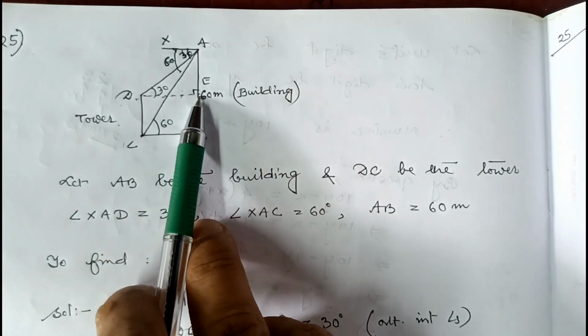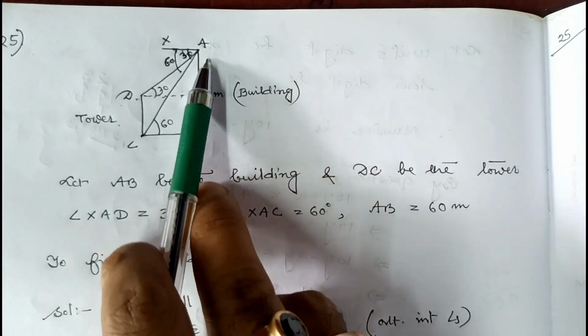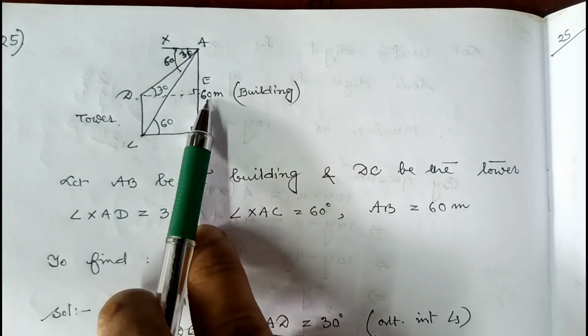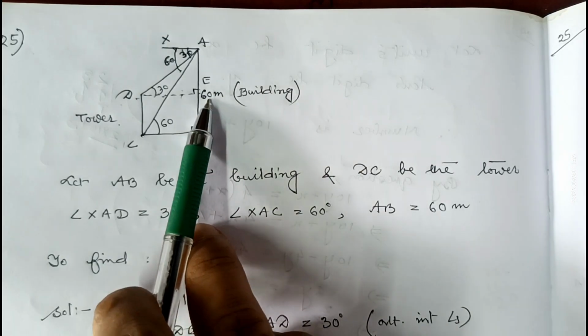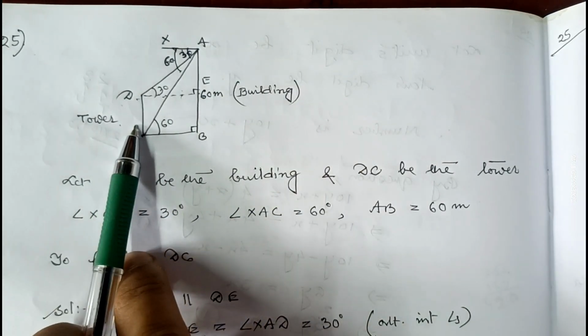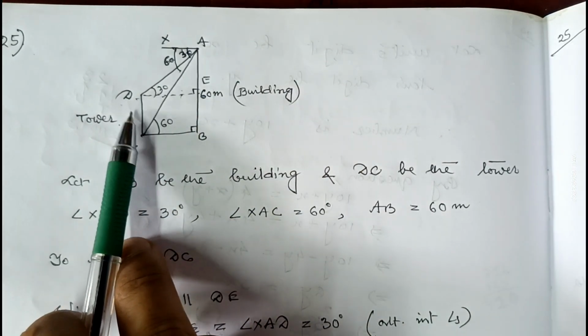After calculation, we got AE equal to 20. Since this is 20 meter and whole length is 60, so this part will be 40. Since this is 40, this also will be 40. Therefore 40 meter is the height of the tower.